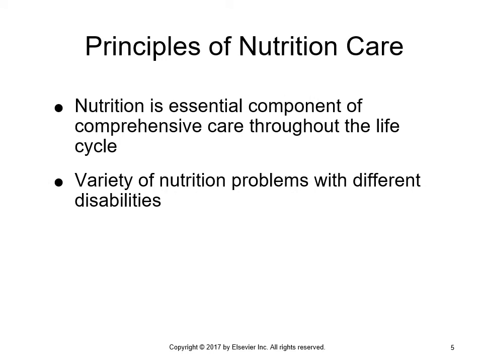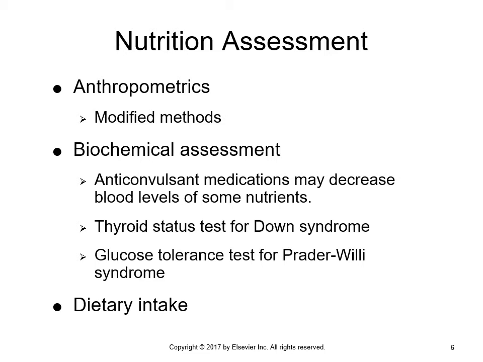So, principles of nutrition care, our focus. We know that nutrition is an essential component of comprehensive care throughout the life cycle, as we discussed with the previous lecture, and there are a variety of nutrition problems depending on the disability. Things we want to look for in our assessments with these patients are anthropometrics, where we may need to use modified methods to obtain accurate data, and biochemical assessment, being able to interpret it in context. For example, anticonvulsant medications may decrease blood levels of some nutrients, with thyroid status tests for patients with Down syndrome, and glucose tolerance tests for patients with Prader-Willi syndrome.